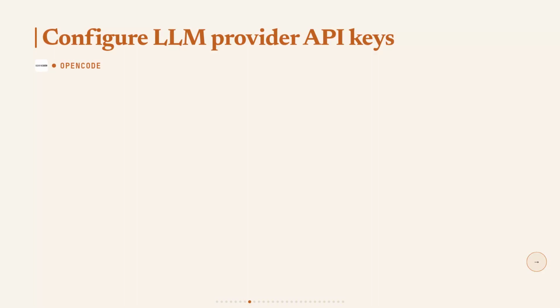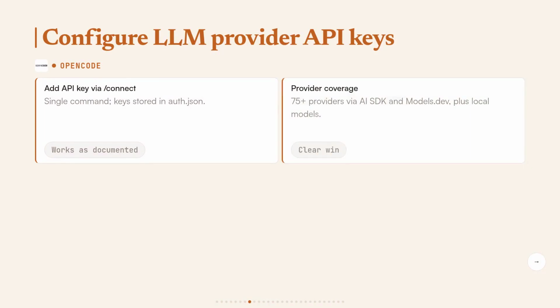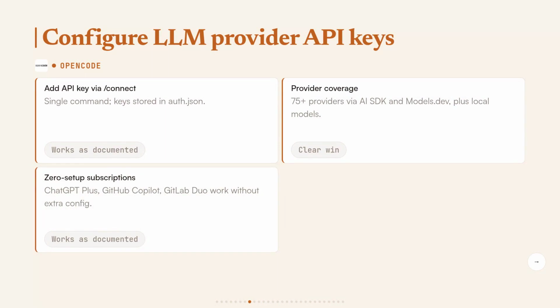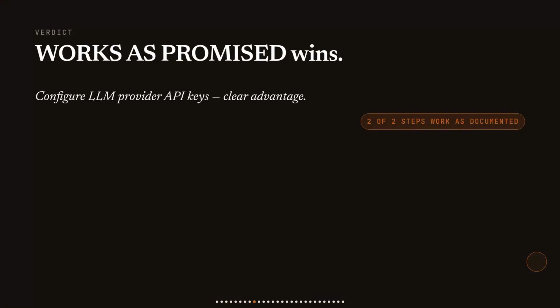I typed connect, pasted my API key, and OpenCode stored it in auth.json. Done. ChatGPT Plus, GitHub Copilot, and GitLab Duo all connect with 0 extra config, which is pretty nice. The Anthropic consumer OAuth block is real and community reported, so bring an API key, not an OAuth token, and you're fine. Provider setup works exactly as documented, 1 command and you're connected.